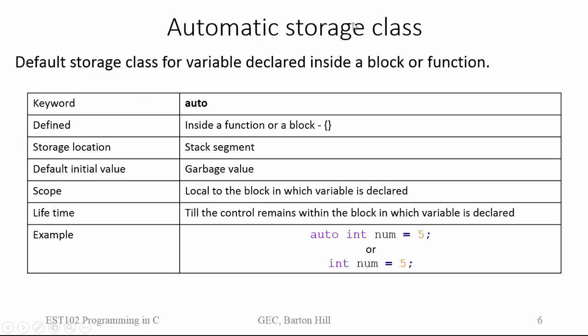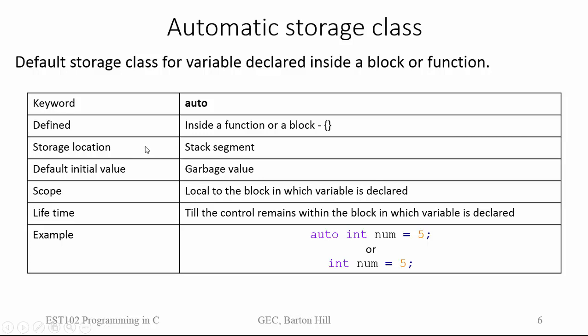First one is automatic storage class. Automatic storage class is the default storage class for variables declared or defined inside a block or function. So it is the default one. Even if no keyword is used, it will be of automatic storage class when we are declaring a variable inside a block or function. Anyway, the keyword used is auto. So it is defined inside a function or a block. Block means a pair of parentheses.